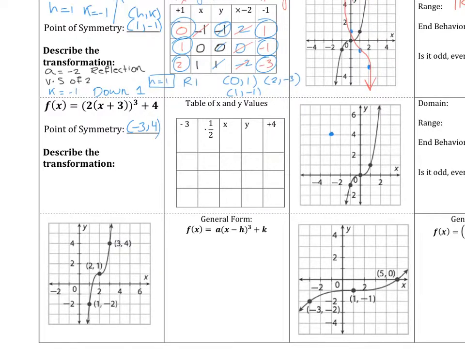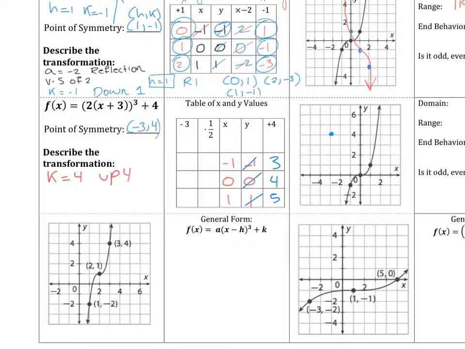So let's start with the parent table, which is (-1, -1), (0, 0), and (1, 1). Now let's look at the changes that are done to the y. There's no A. The K is 4. So that means that your graph moved up 4. So I need to add a 4 to the y. So -1 plus 4, that's a 3. 0 plus 4, that's a 4. And 1 plus 4, that's a 5. Okay? Now that's the only change that's done to the y.